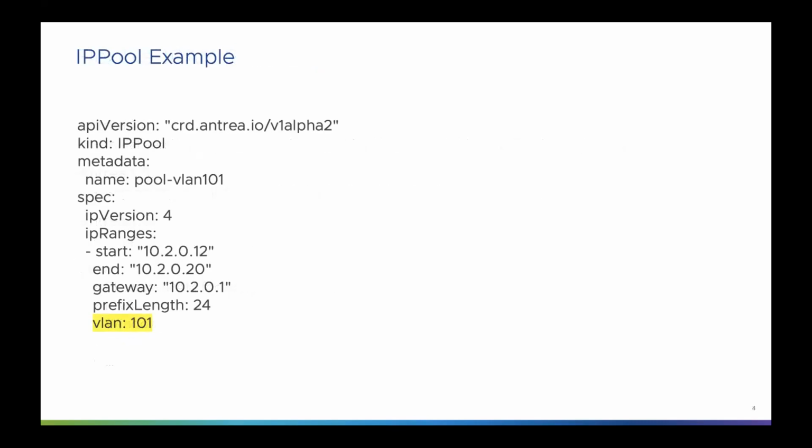Here is an IP pool example for the new multiple VLAN support. We extend the IP ranges item with a VLAN. So users can specify the VLAN for each IP range, and the default is 0, as we currently do not have the VLAN for IP ranges.